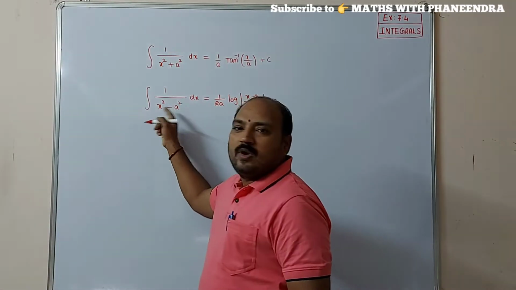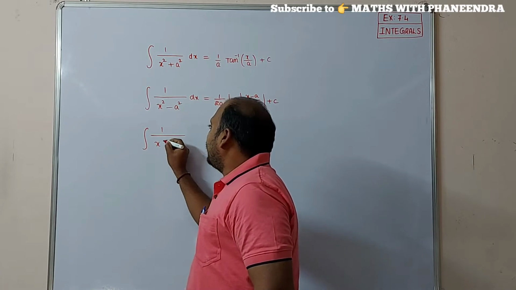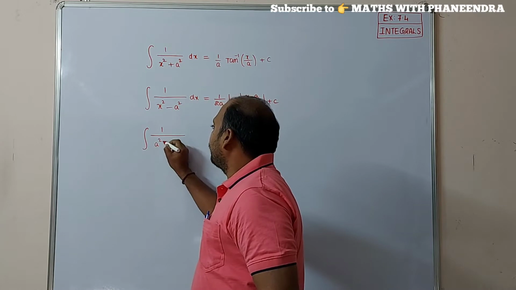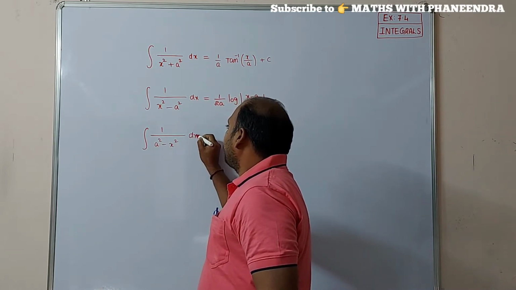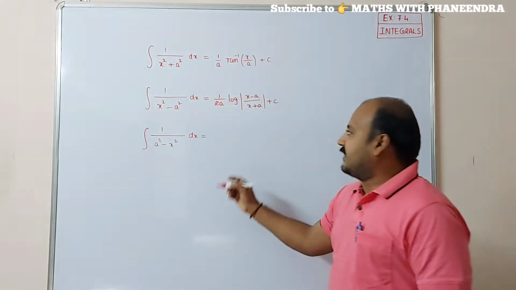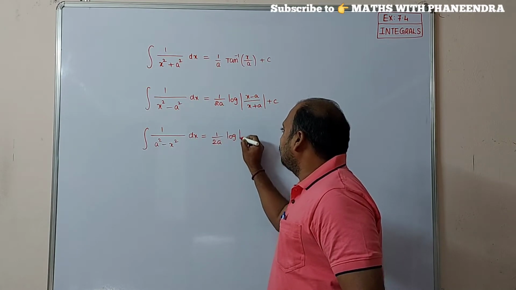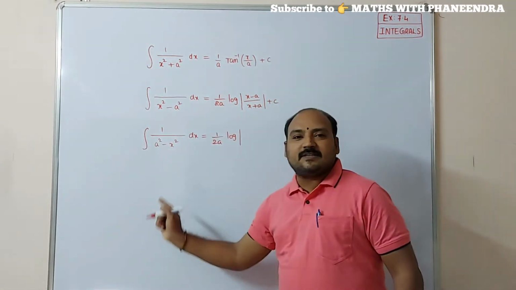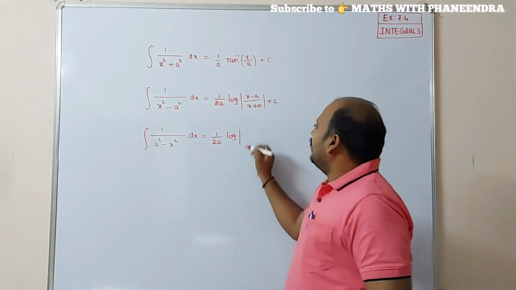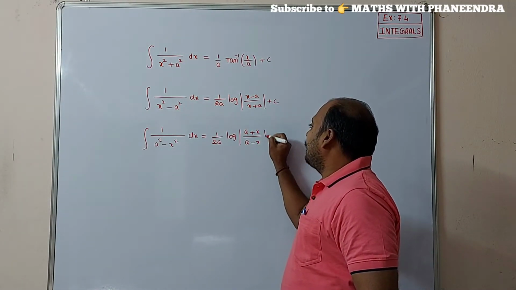Suppose these two are interchanged: integral 1 by a square minus x square dx is 1 by 2a log mod. a square minus x square means a plus x into a minus x. This is the way you remember. So log mod a plus x by a minus x plus c.